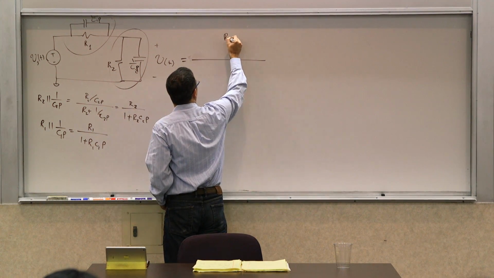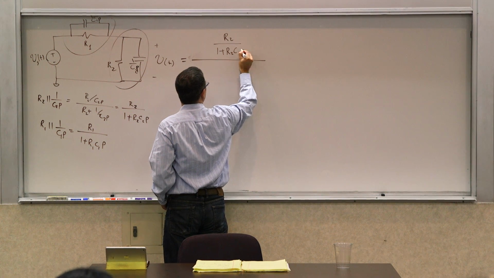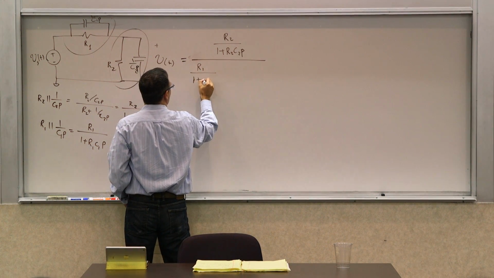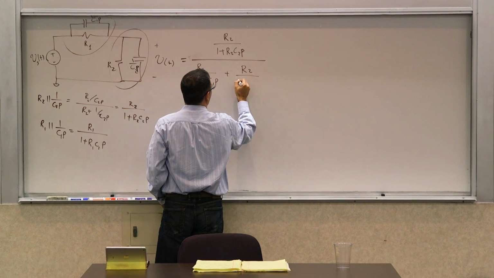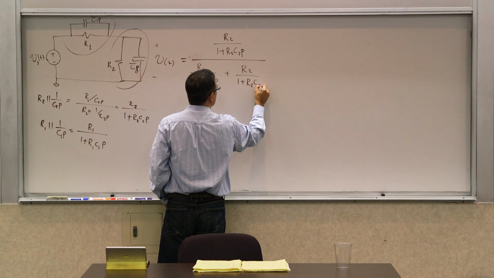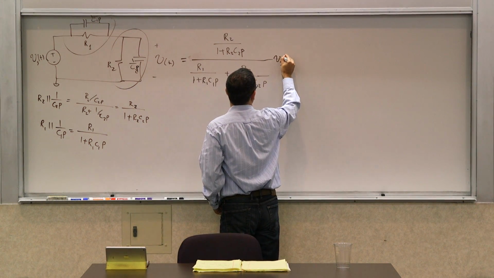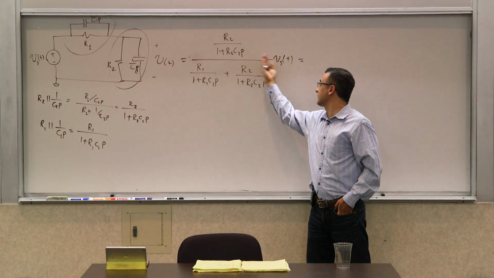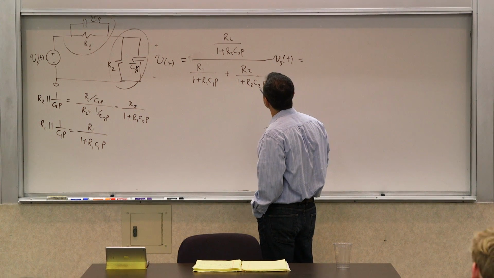So I say R2 over 1 plus R2C2P, divided by R1 over 1 plus R1C1P plus R2 over 1 plus R2C2P, operating on Vs of t. This is an operator, don't forget. We apply it from the left.